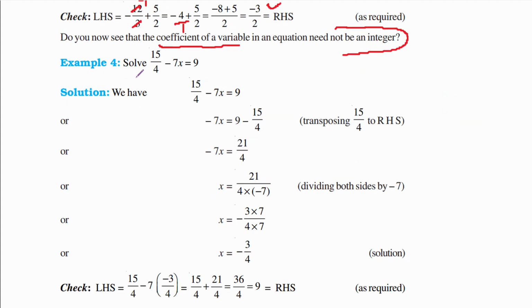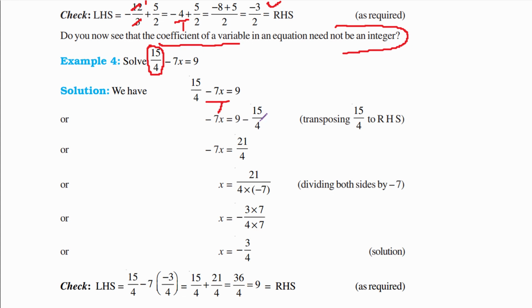Now we will see the last example. So we have 15/4 minus 7x equals 9. So we have to leave x only on the left hand side. So we see 15/4, a rational number which has a plus sign. We will transpose it to the right hand side. It will become minus 15/4. So the same has been done in this step. So minus 7x as it is, 9 minus 15/4. This as it is, solve it.